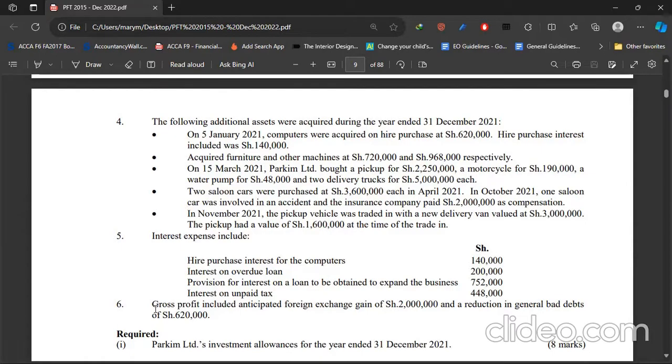On 15th March 2021, Pakim Limited bought a pickup for 2.25 million, a motorcycle for 190,000, a water pump for 48,000, and 2 delivery trucks for 5 million each. 2 saloon cars were purchased at 3.6 million each in April 2021.